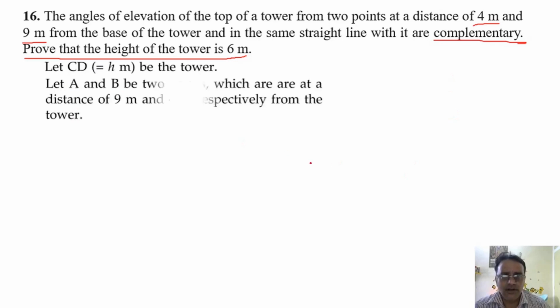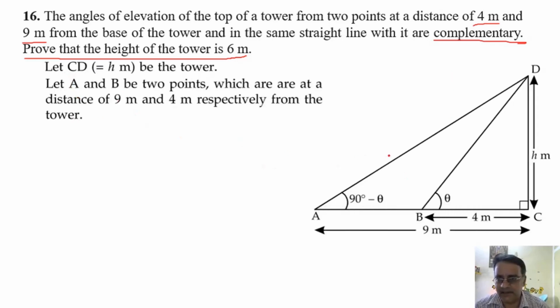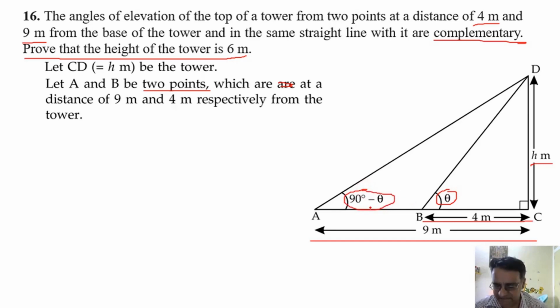So let ABCD, एक मिनट डायग्राम देख लेते पहले. CD is the h meter and A and B the 2 points which are at a distance of 9 meter, this one, and another is 4 meter respectively from the tower, and these two are complementary angles. So अगर ये theta होगा तो ये कितना होगा? 90 degree minus theta. Is that clear? Figure is clear to all of you?